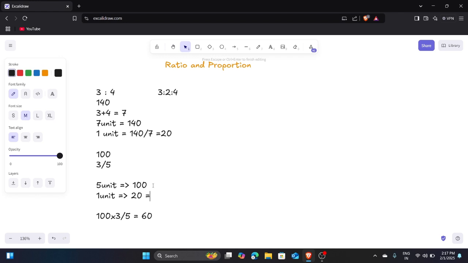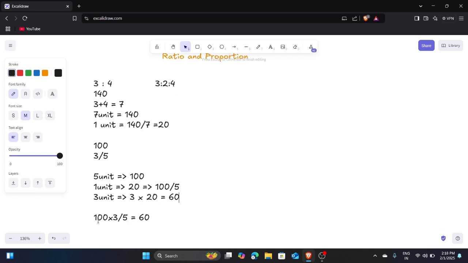Now how much marks did you get? If you get the value of 1 unit, then you easily get the value of 3 units. The 3 unit value is 3 into 20, and that is 60. I did this much explanation for explanation purposes, but you can do this in your mind also, like divide 100 by 5 and multiply by 3.